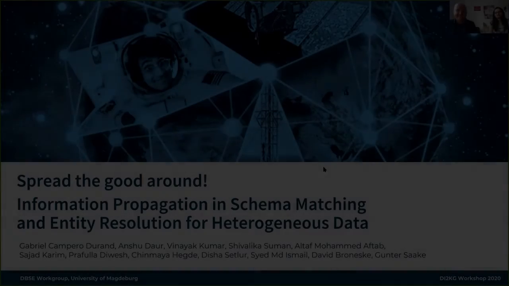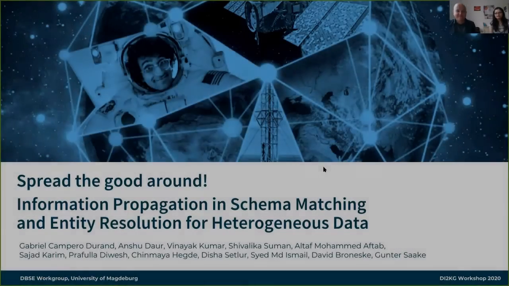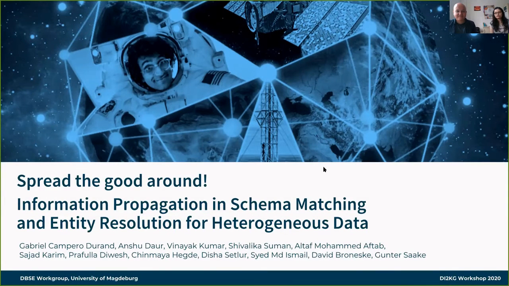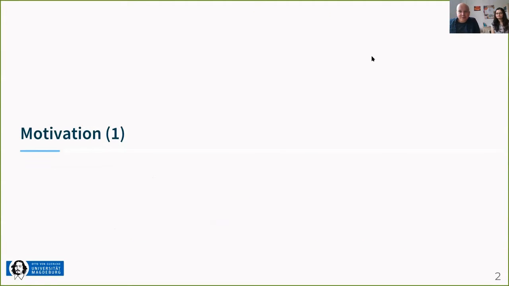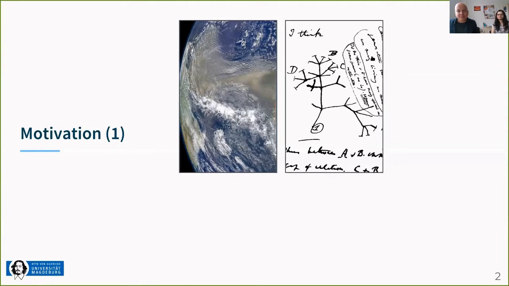Hi everyone, we are from University of Magdeburg, Germany, and we would like to present a solution for information propagation in schema matching and entity resolution for heterogeneous data. For the motivation of our work, we thought of taking a really big picture.